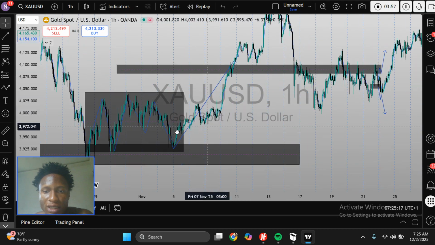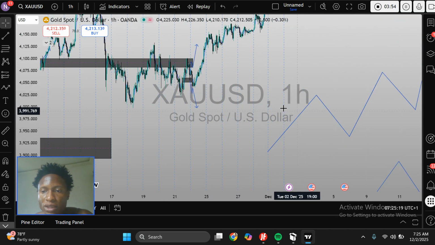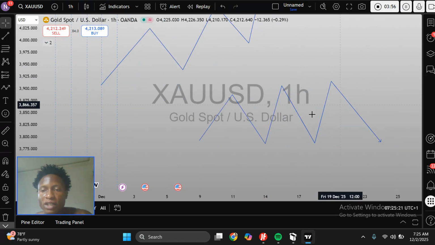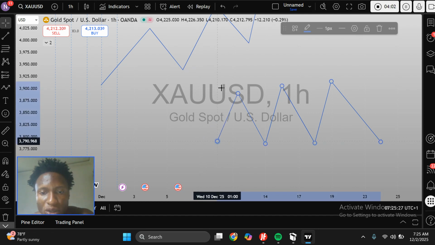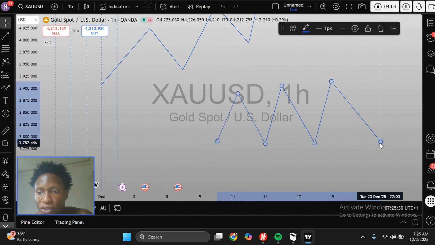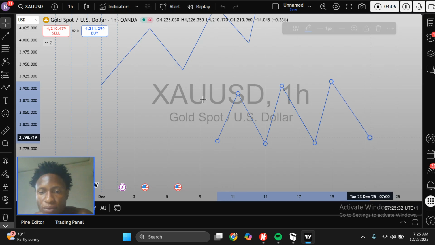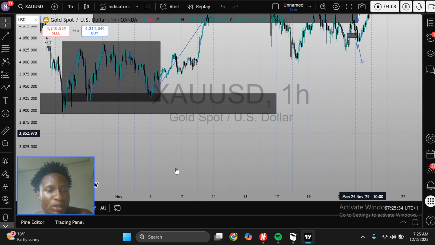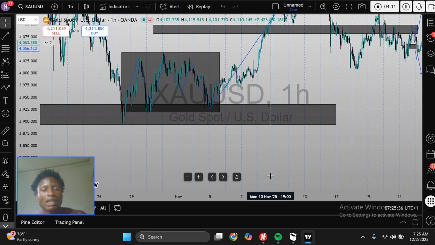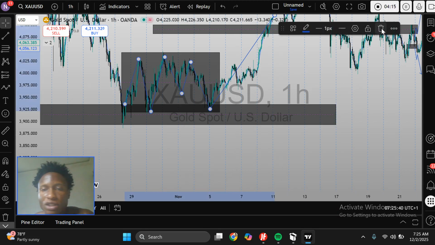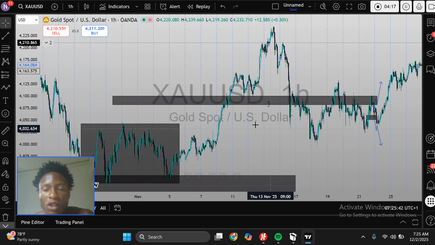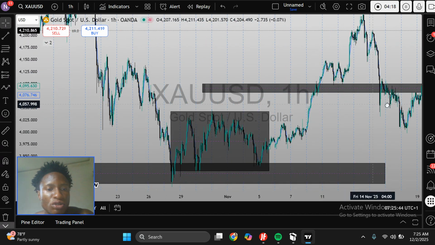As you guys can see, this here is an accumulative trend. We had price ranging within a specific zone, and that is what you see here. Now that we've spoken of the accumulative trend, let's go to the next one, which is the bullish trend. Here is a bullish trend, but not that clean.